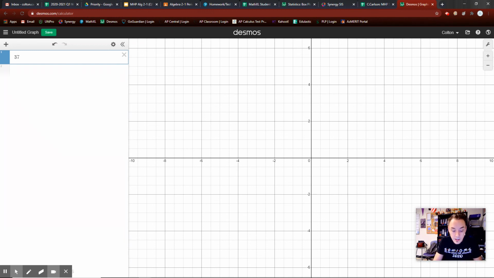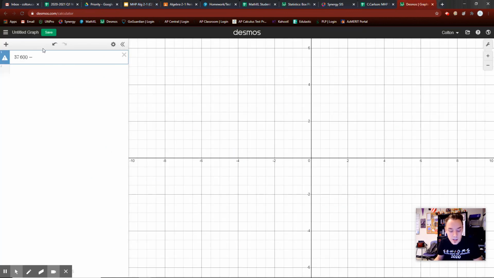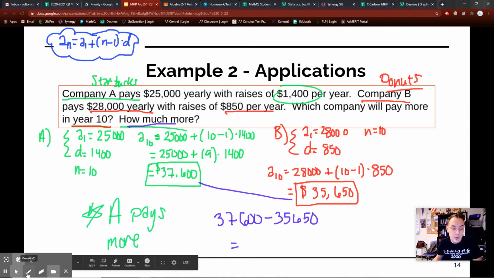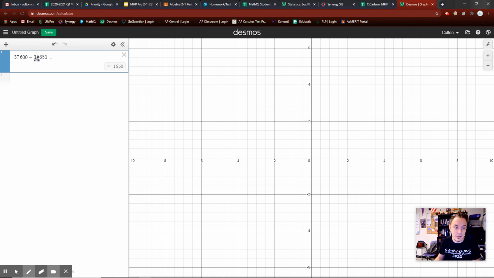So 37,600 minus, if I go back, I have 35,650. So I'm going to go over here and I can just do minus 35,650. And this will give me the amount. Okay, so that says $1,950. So I'm going to write $1,950. That is how much more is being paid. So how much more being paid in year 10 at Starbucks, almost $2,000 more. Again, this is how you do it with Desmos. You just plug it straight in.